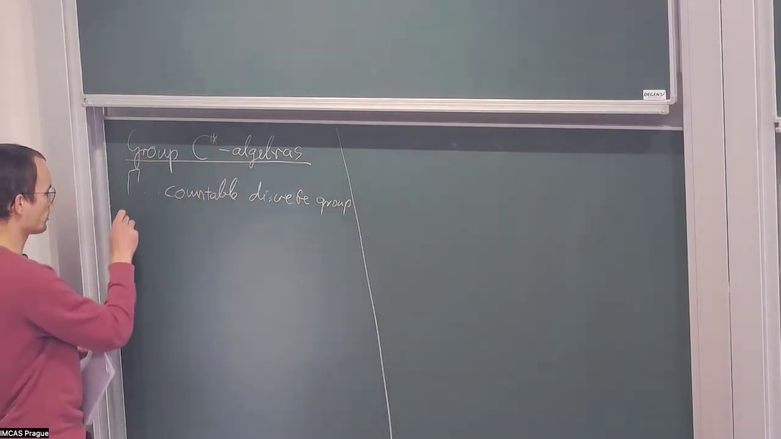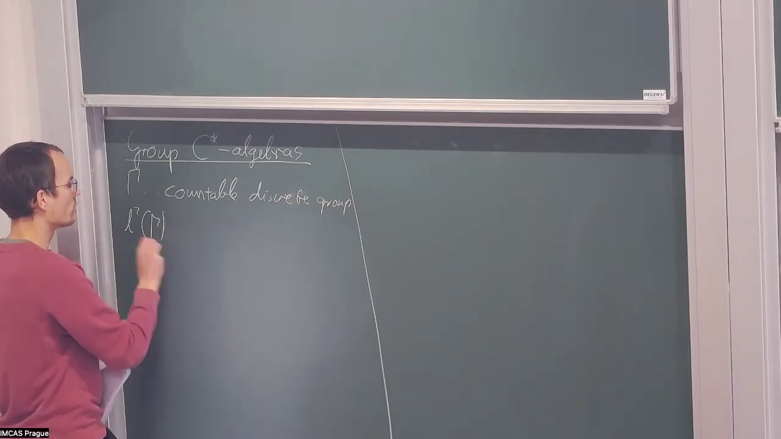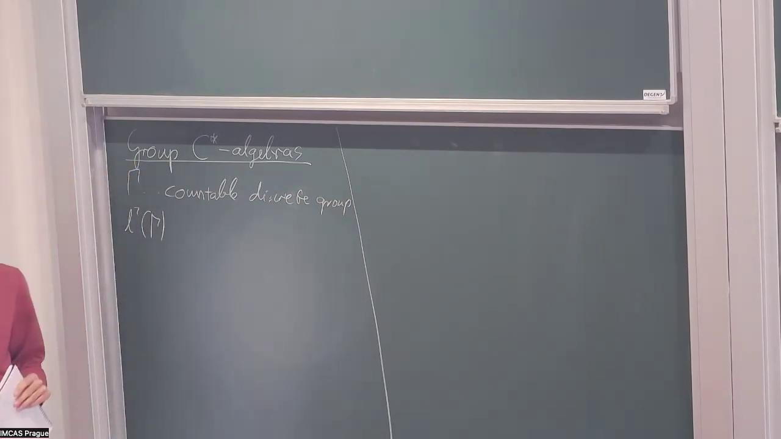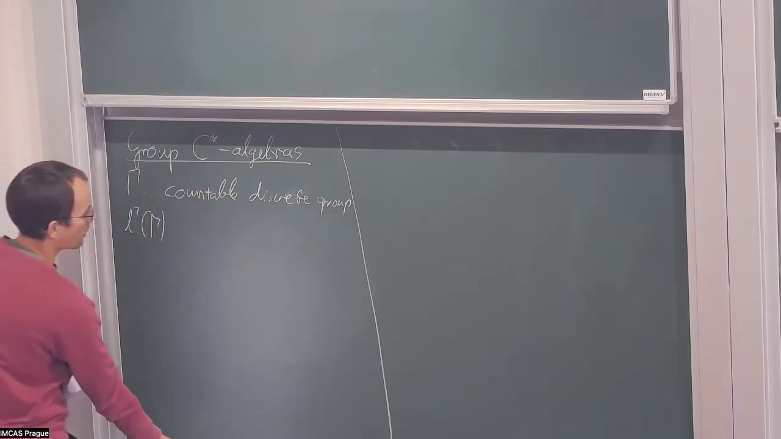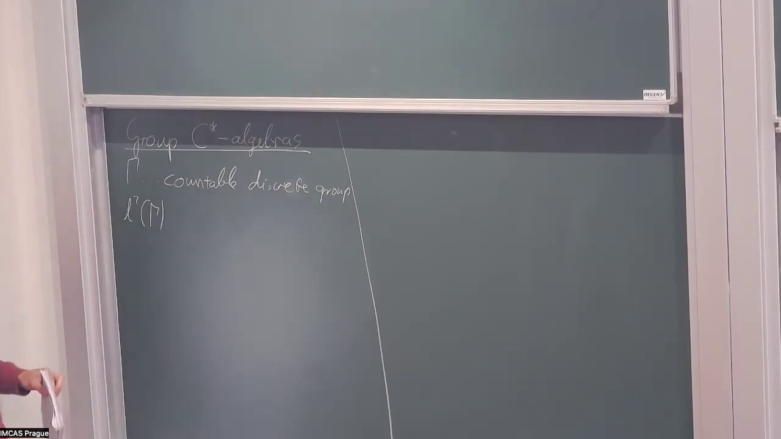And we want to construct, when I say group C-star algebra, I mean reduced group C-star algebra. So we want to construct the so-called reduced group C-star algebra of gamma. And this will be the C-star algebra generated by the image of the regular representation. Okay, so what's the regular representation?